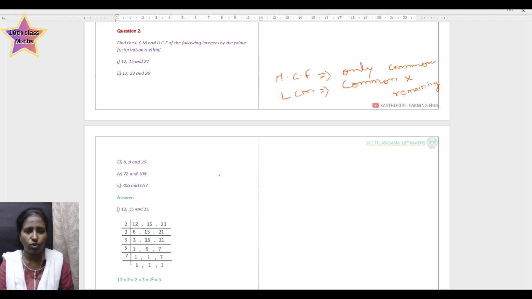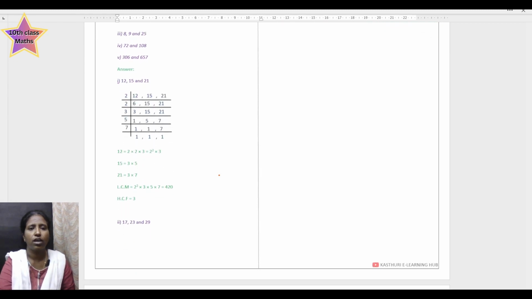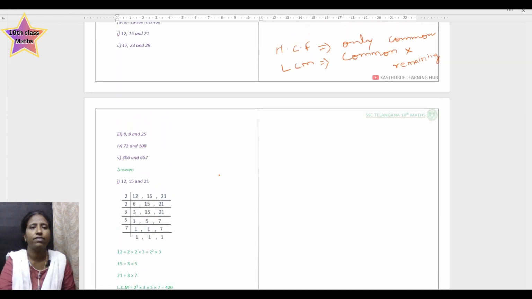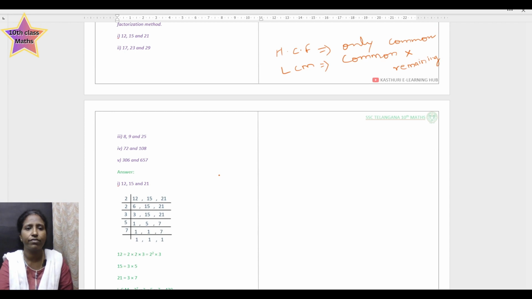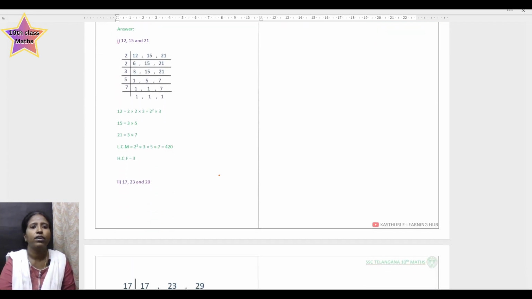Okay, so we will go about it here. The first question is, find the HCF and LCM of 12, 15 and 21. If you can do it combined this way, that's okay. If you find it difficult, you can do it separately also. For 12, you can do separately. For 15, you can do separately. 2 6s are 12. 2 3s are 6. 3 1s are 3.